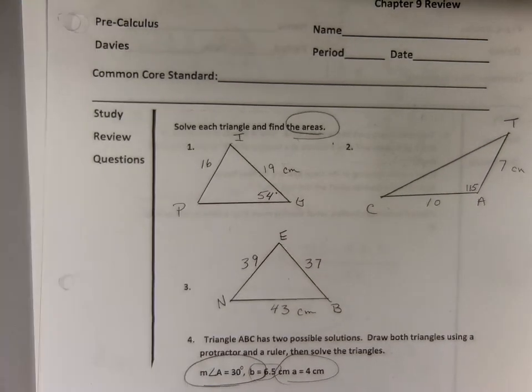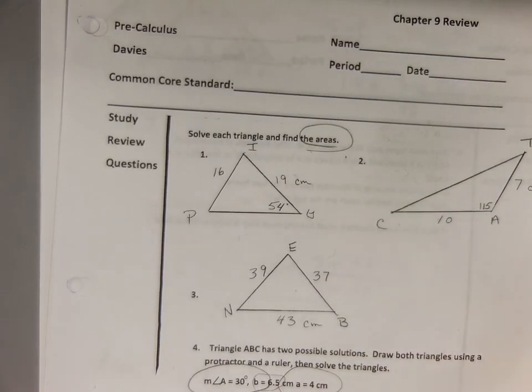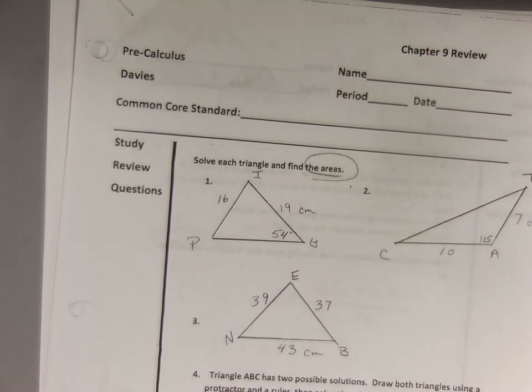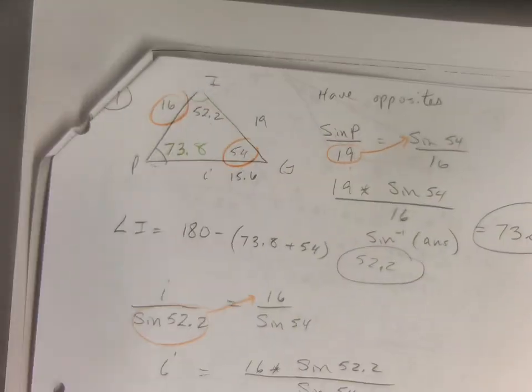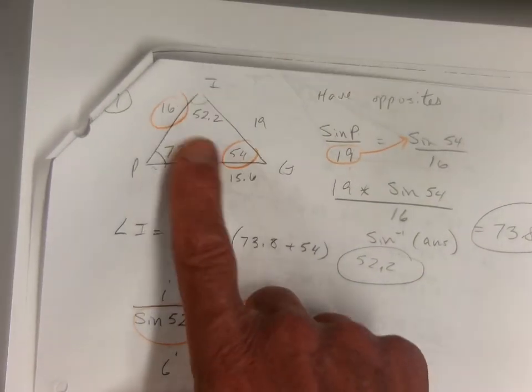Okay, let's take a look at the review. So here we go. It's actually pretty basic. I could have made it a lot harder, but the task is to solve each triangle. On number one, I started off with a pair of opposites.